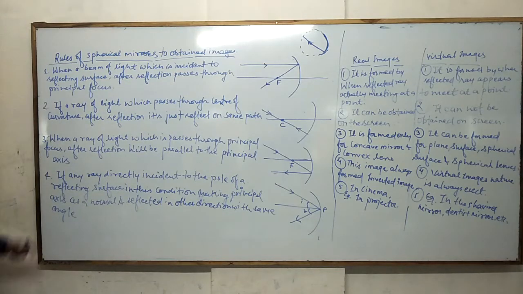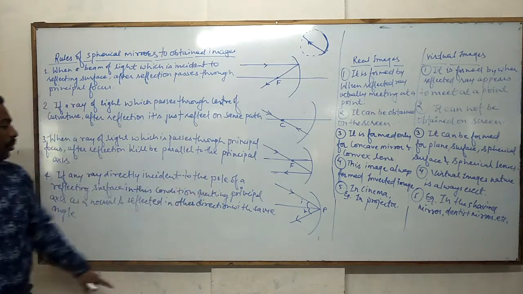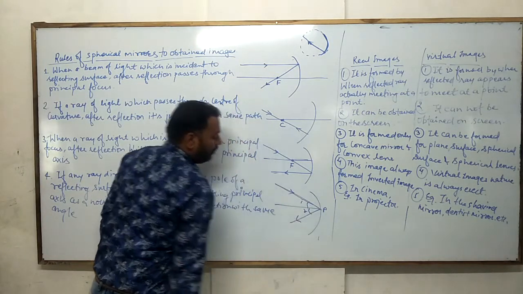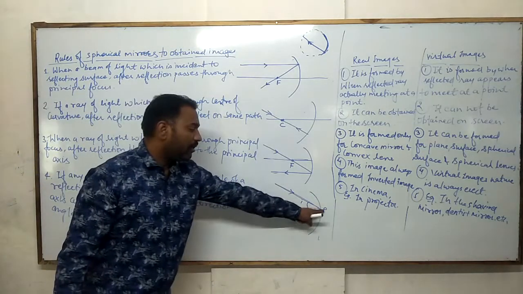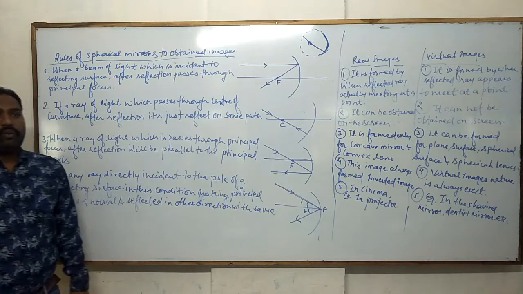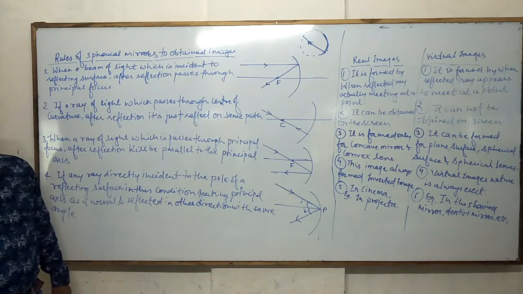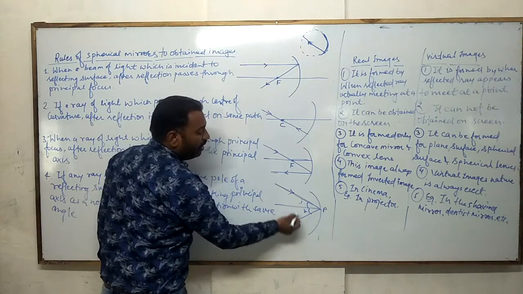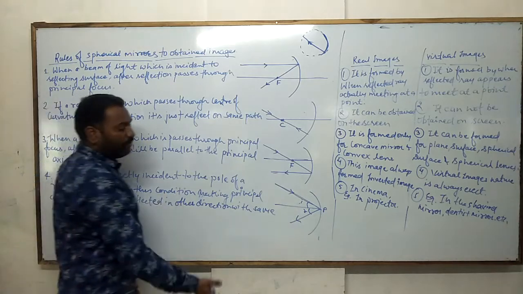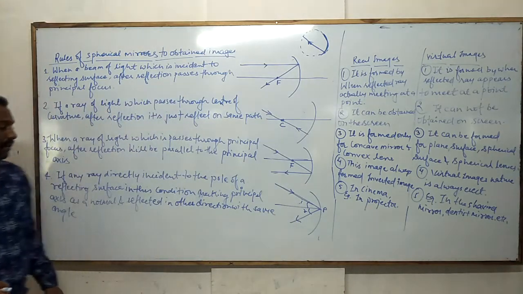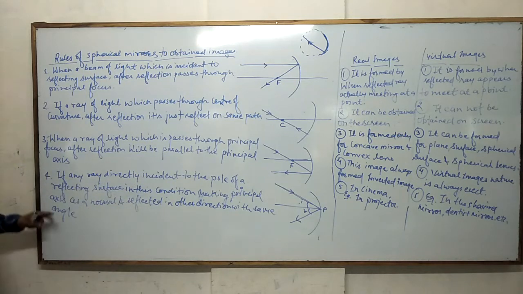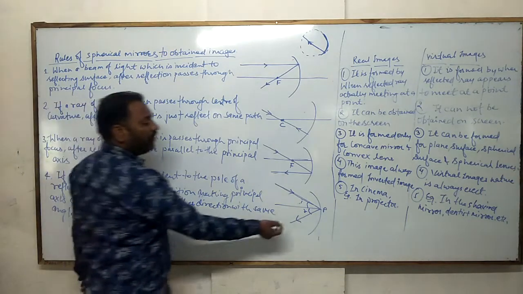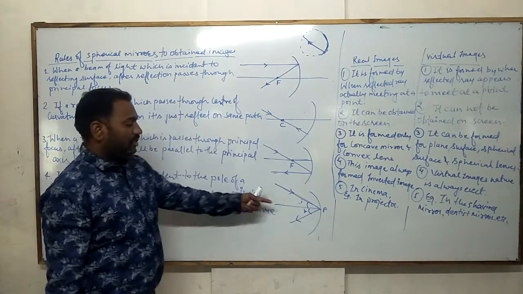And the fourth one: if any ray is directly incident on the pole of a reflecting surface, making the same angle with the normal, it behaves like this. The angle of incidence is i, and taking the principal axis as the normal, the angle of reflection is r. It is reflected in the other direction with the same angle, so sin i is equal to sin r.